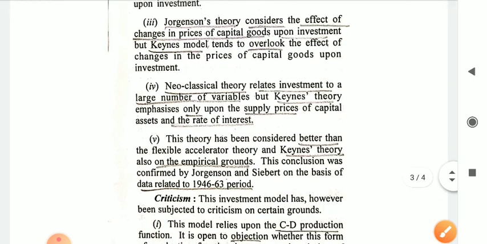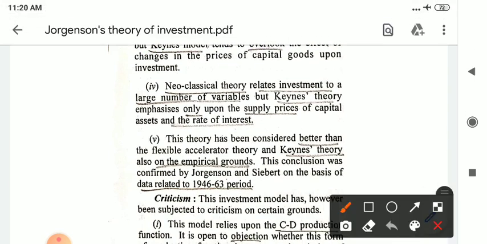The next difference is that the neoclassical theory relates the investment to a large number of variables. We have seen a number of variables have been taken in Jorgensen's model. They were CR, then we had R, delta, TC, D, K. So all were the variables which were taken by neoclassical theory, but in Keynesian theory we do not find all such variables. In Keynes' theory we only talk about the supply price and the rate of interest. Supply price or the replacement cost and rate of interest were the two important variables which were taken by Keynes.